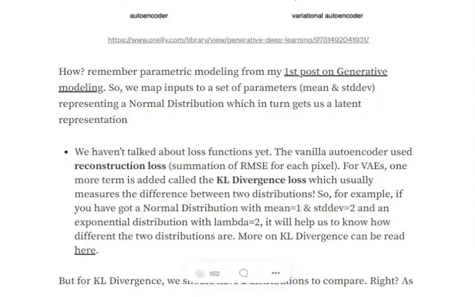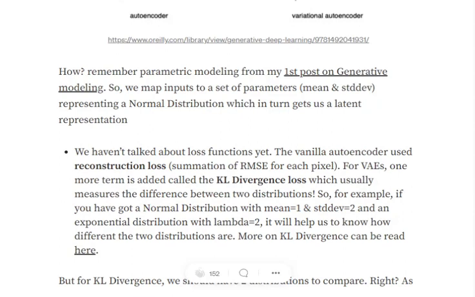So basically, there is a concept called parametric modeling. Parametric modeling states that most distributions can be represented by parameters. So in case of a normal distribution, if you can recollect the equation of a normal distribution, it is usually represented by mean and standard deviation. So what we're trying to do is that using the input x, we are trying to map it to two values, that is mean and standard deviation, that would represent the whole normal distribution.